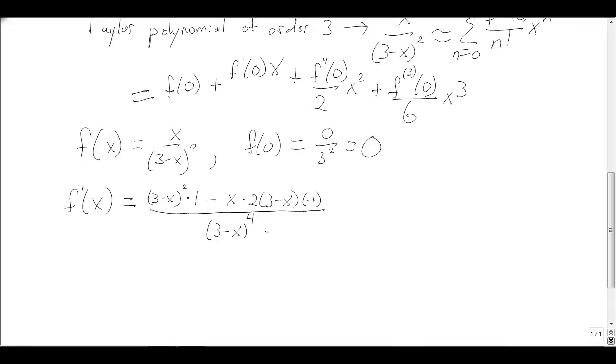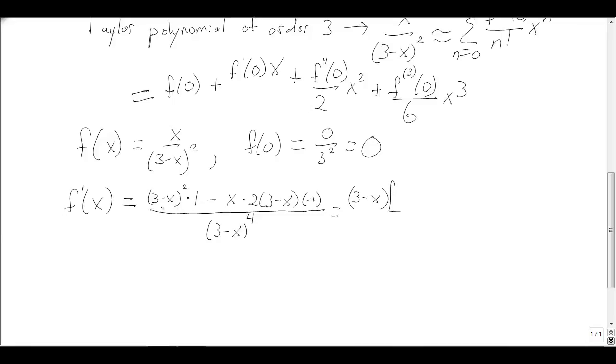So you get this expression here. You could evaluate 0 here now, but I'm going to try and simplify this a little bit just for taking the second and third derivative's sake. So what I can notice is on top, I have a 3 minus x as a factor in both my terms here. So I can pull out a 3 minus x.